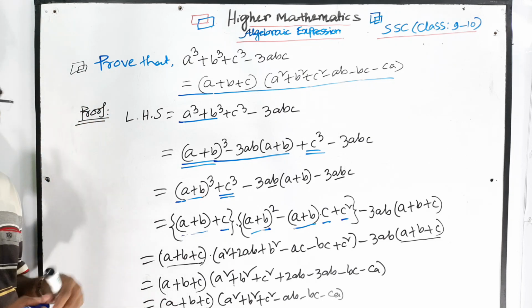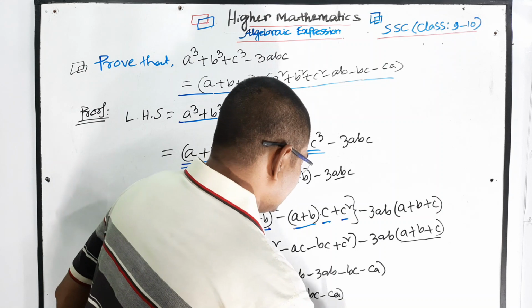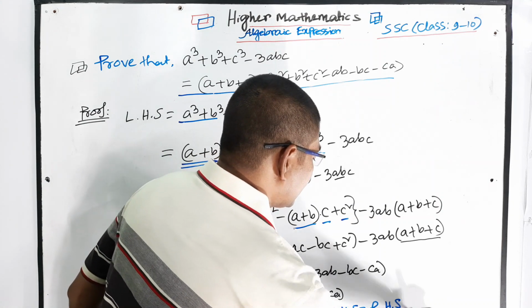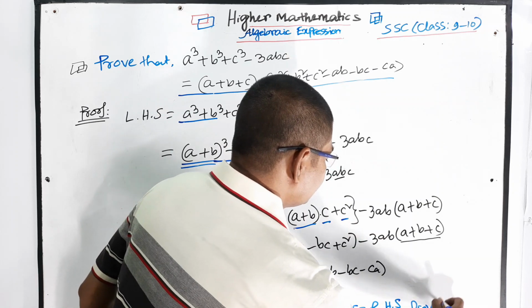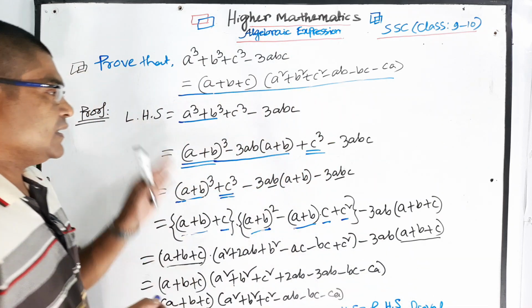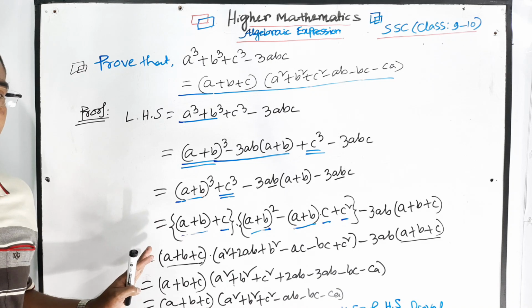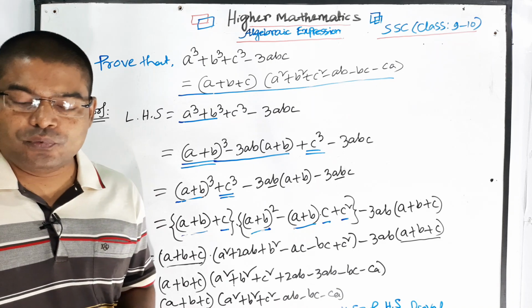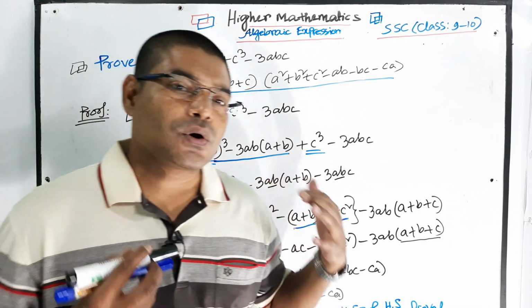Therefore we can write left hand side equal to right hand side. Proved. Left hand side equal to right hand side. So now we have to prove another corollary.